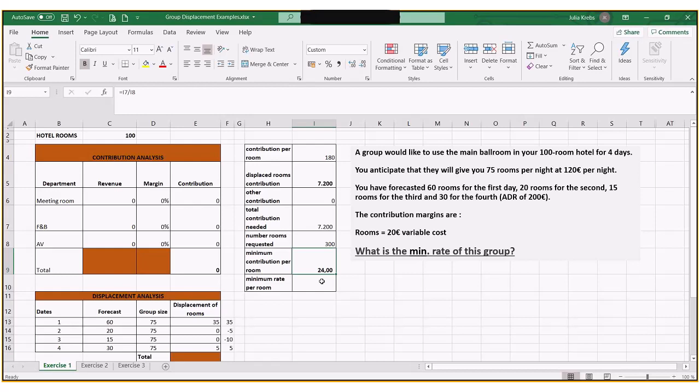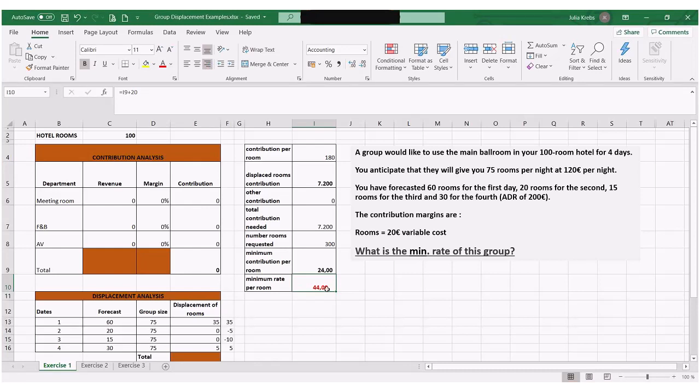That is not going to be our minimum rate. Our minimum rate is going to include the variable costs again, because we have calculated them here in the beginning on top for the transients, and now we need to calculate the same thing for the group. So we need to plus it back basically. So we take the minimum contribution per room plus the 20 euros for the variable cost. And there you go. This is your minimum rate that you're going to charge for this particular group.